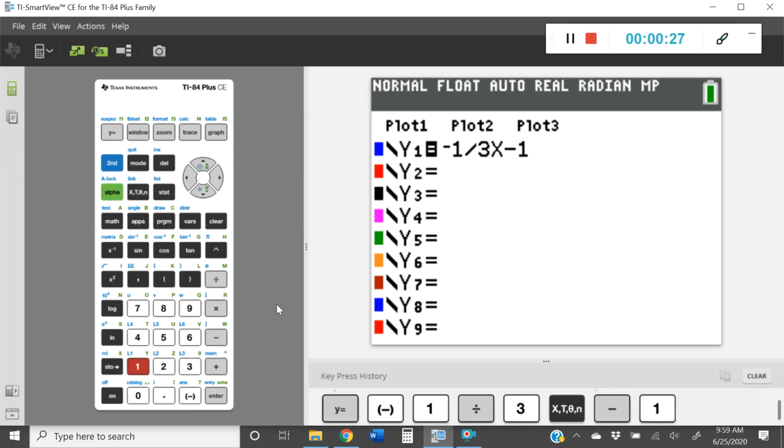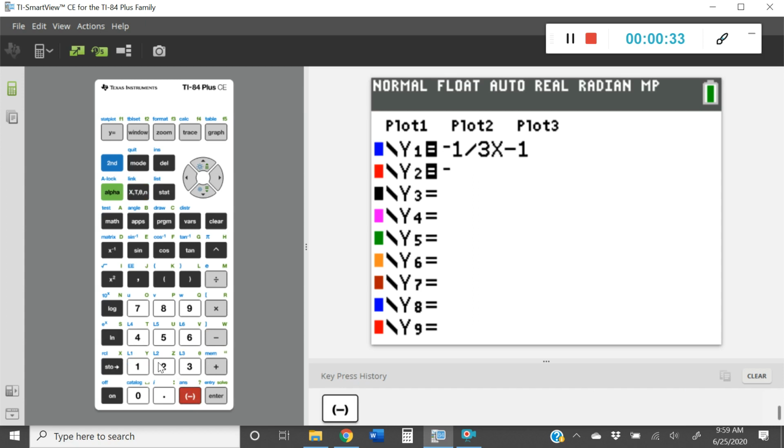There's my first equation. Now I'm going to use my directional arrows to bump down to y2. Let's go ahead and put my second equation in. And you can continue adding equations depending on how many equations you have in your system. But for this one, we just have two equations. So now let's go ahead and graph it.